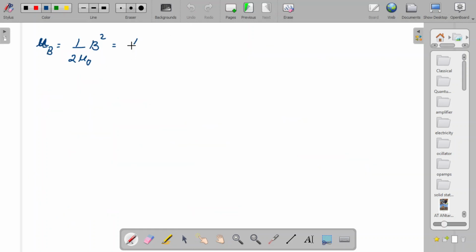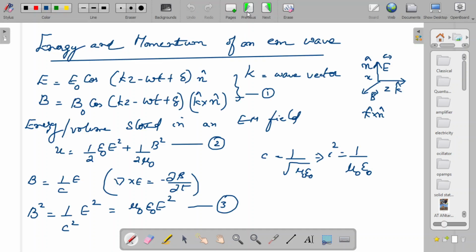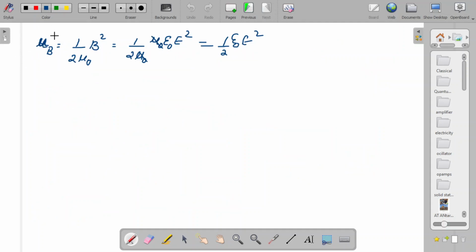So this is mu 0 epsilon 0 E square, right? So that is, mu 0 will get cancelled. That is 1 by 2 epsilon 0 E square. It's interesting, right? Because the contribution to the total energy density by the electric field is 1 by 2 epsilon 0 E square. And numerically we have found out that the contribution to the total energy density by the magnetic field is also 1 by 2 epsilon 0 E square.